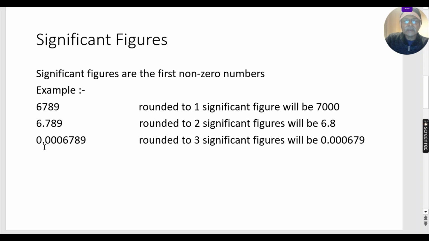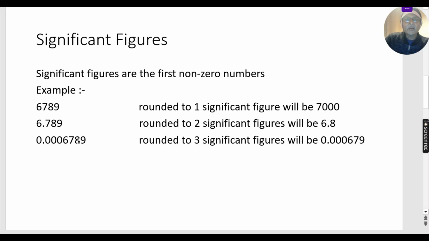Say I take an example of 0.000, that is 3 zeros, 6, 7, 8, 9, and I am required to round it off to 3 significant figures. Now my 3 significant figures will start from 6, because this is the first non-zero number. So 6, 7, 8. We have to round it off up to this point. There is a 9 after this, which is more than 5. So we will add 1 here.